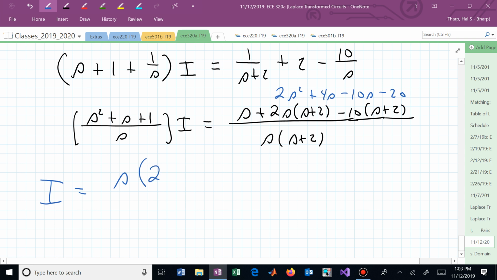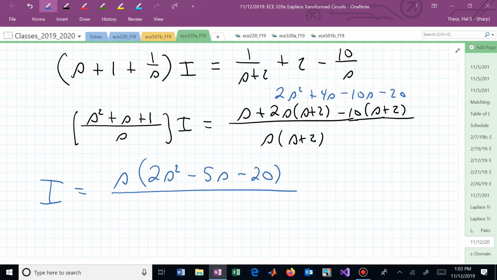So that I now have 2s squared minus 5s, again, keep me awake, minus 20. Make sure the algebra, that's what we're doing now. We're just doing algebra, not differential equations. We're in the S domain. We're in the kitchen. So we're now doing S domain analysis. Downstairs, we now have S plus 2, S squared plus S plus 1. And those two can cancel.